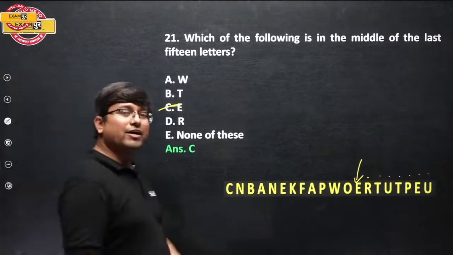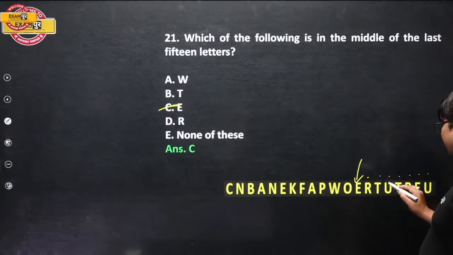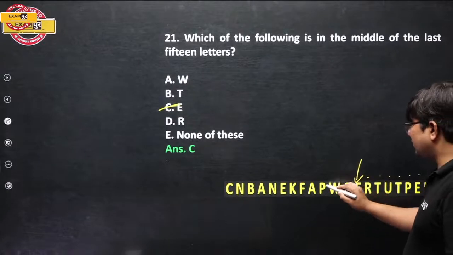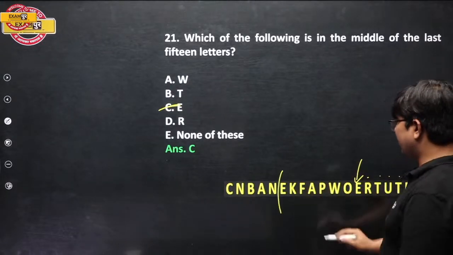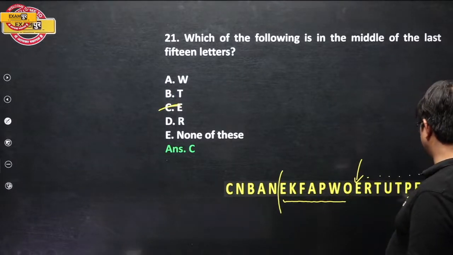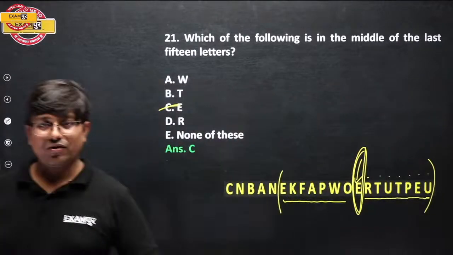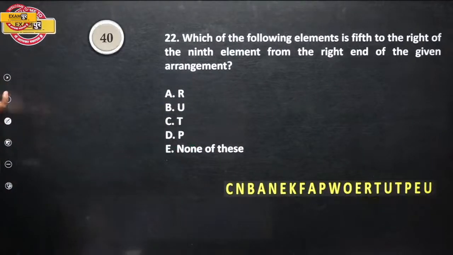Alternatively, what many people do, they count 15 letters. 1, 2, 3, 4, 5, 6, 7, 8, 9, 10, 11, 12, 13, 14, 15. And now 1, 2, 3, 4, 5, 6, 7, and then E. So actually you can do it in that way also. Now, the next one.